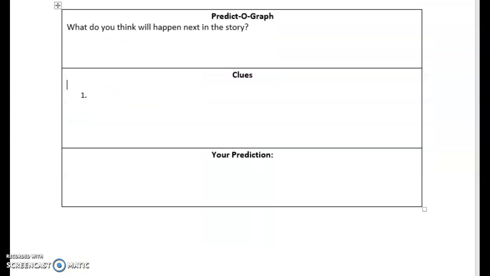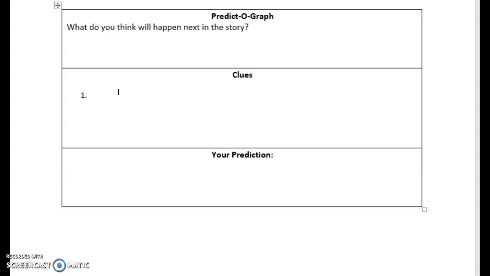All right, here I'm passing out a blank predictograph. We're going to use this just like I showed you how to use during the Three Little Pigs story. And here, let's pass around some clipboards and some pencils. We're going to use some of the clues from the story that we just read, pages 1 through 7, to fill this out. So let's look at the top part here. What do you think will happen next in the story?